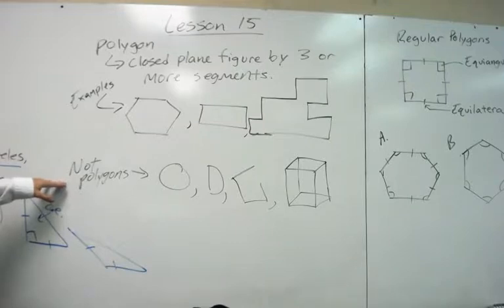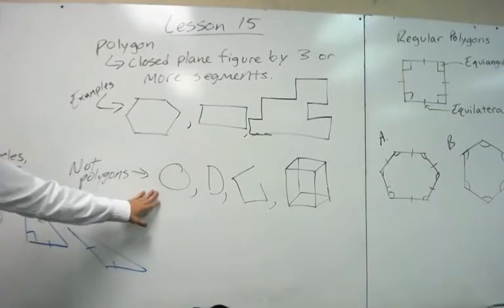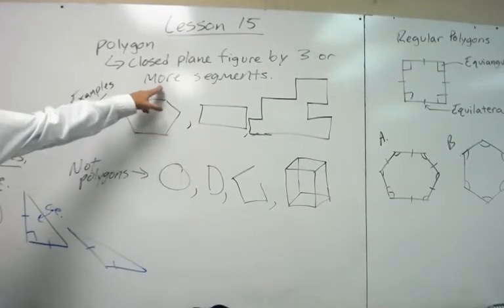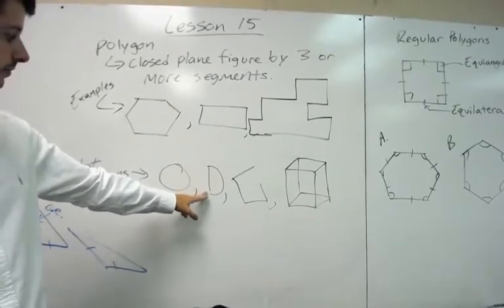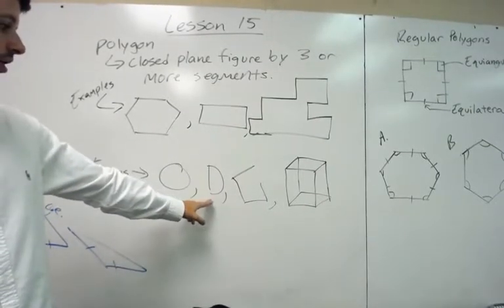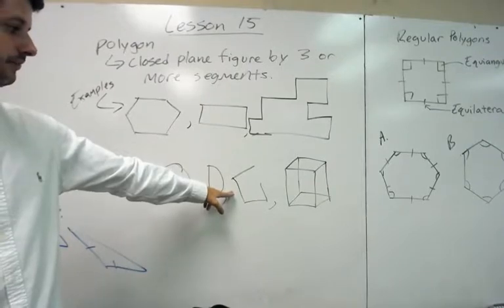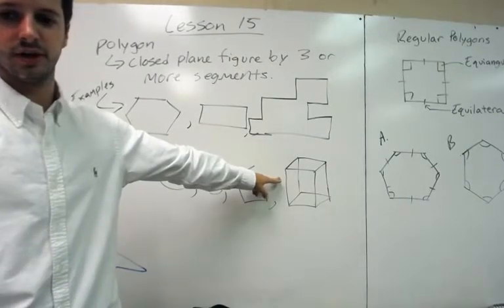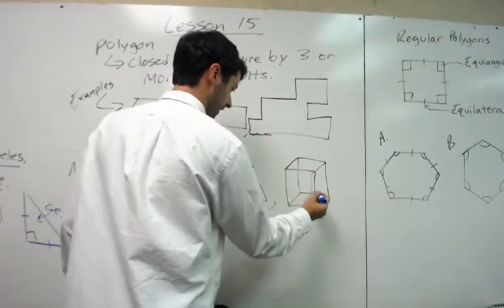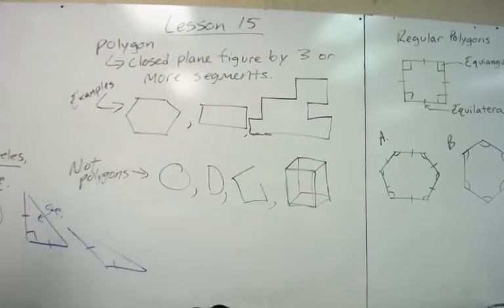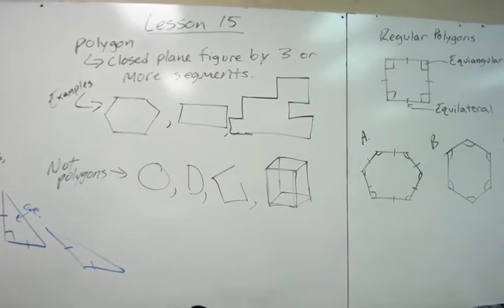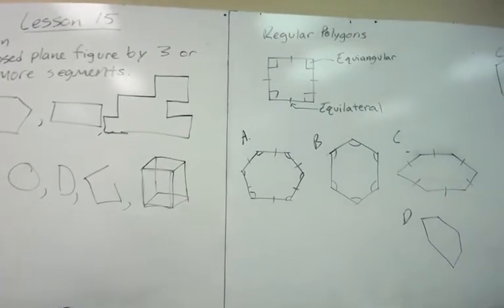Just to show you what some examples of not polygons would be. You have a circle, it's not a polygon. It's not 3 or more segments, it has to be segments. You have a semicircle, you have 1 segment, but then that is a curved line. This one is not closed in, and this is a 3-dimensional figure. Sure, this rectangle is a polygon, but the whole shape in and of itself is not a polygon. It is 1 plane figure, and that cube when you go 3-dimensional, you have multiple planes. Only 2-dimensional figures have 1 plane. So those are some examples of not polygons.